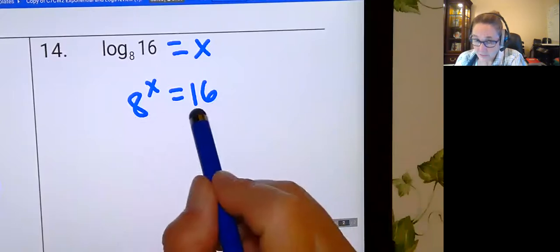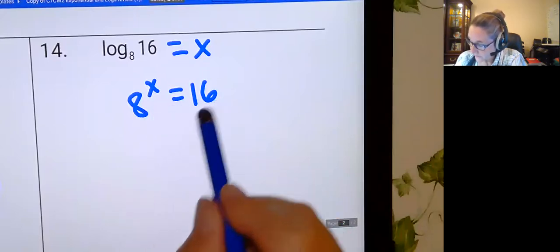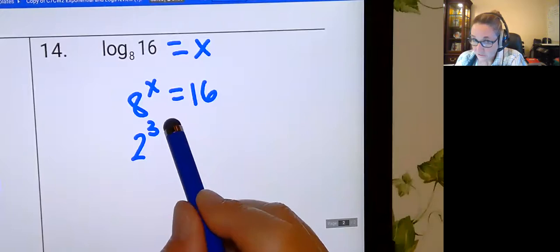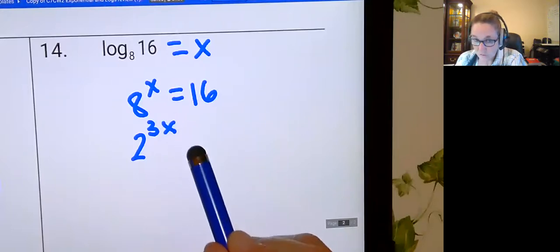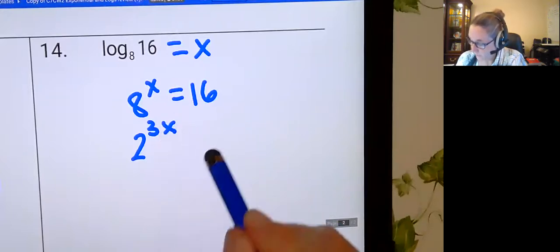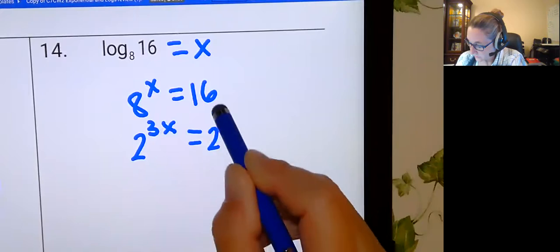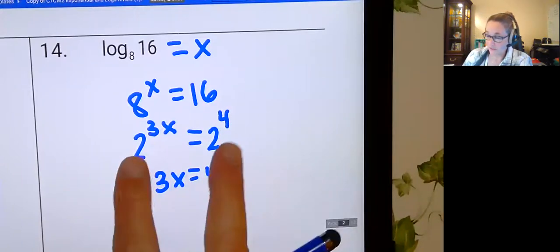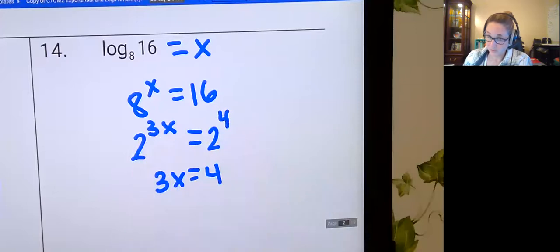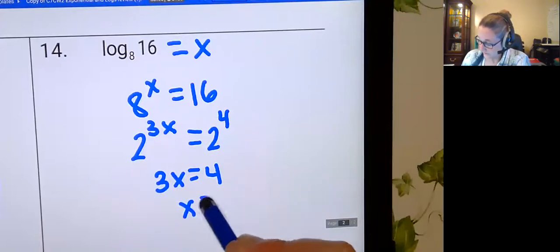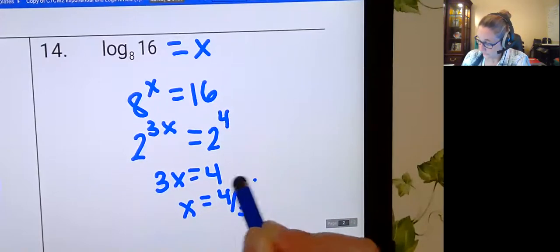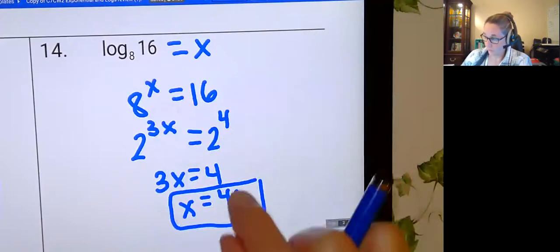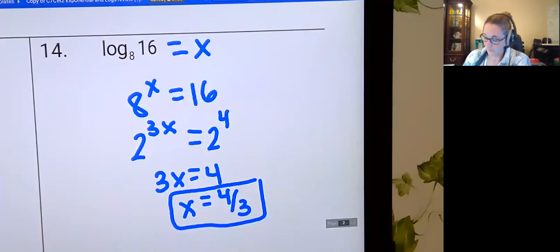So now I'm going to get these to be the same base. An 8 and a 16 can both be 2. This is going to be 2 to the 3rd raised to the power x. So that means 2 to the 3x, because power to power would have multiplied. And 16 is 2 to the 4th. So I get 3x is equal to 4. Once the bases are the same, you just set the exponents equal to one another. And then you solve and you get 4/3. And that's your answer. That's what log base 8 of 16 equals. It equals 4/3.